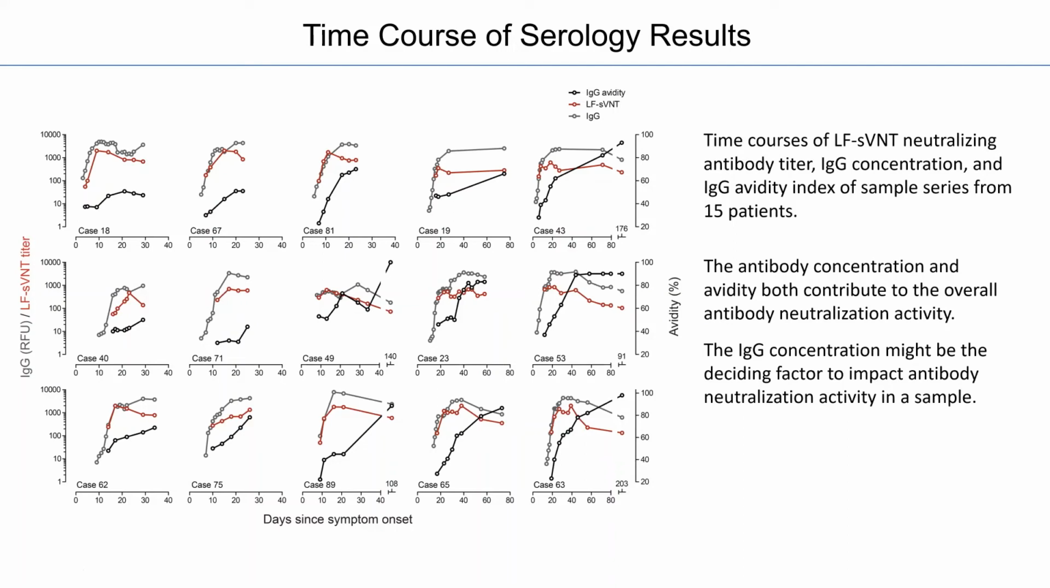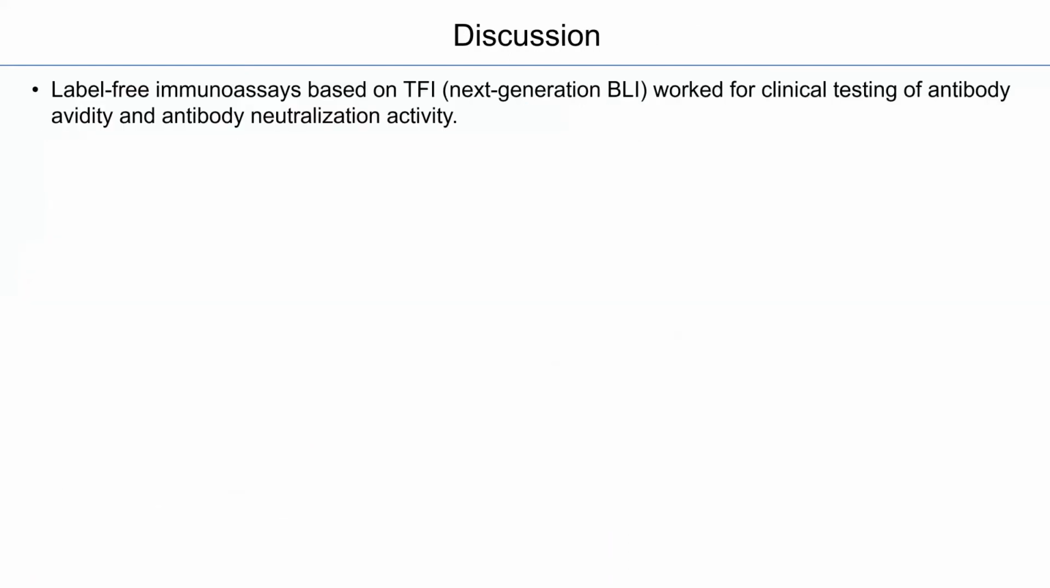As shown here, the IgG avidity in most cases tends to reach a high level and then stay at the high level, while the IgG concentration and the neutralizing antibody titer tend to move in the same trend. They first go up to reach a high level and then start to decline. As we know, the antibody concentration and antibody avidity both contribute to the overall antibody neutralization activity. So the conclusion could be that the IgG concentration is the deciding factor to impact the antibody neutralization activity in a serum sample. So these are pretty much all the data I want to present today.